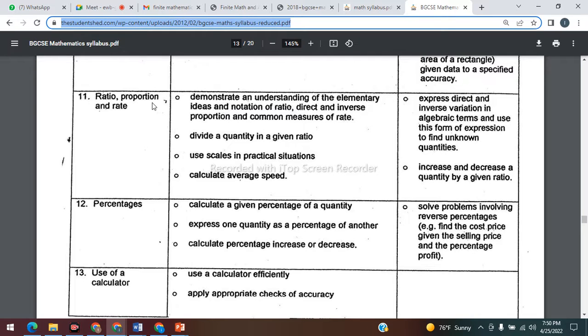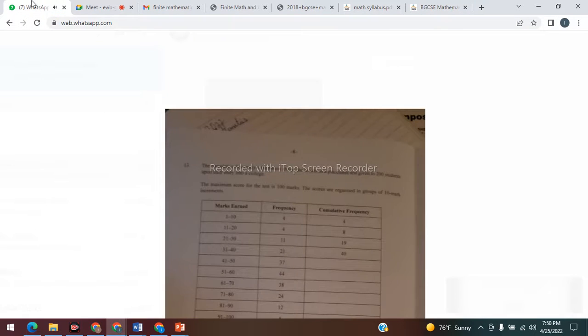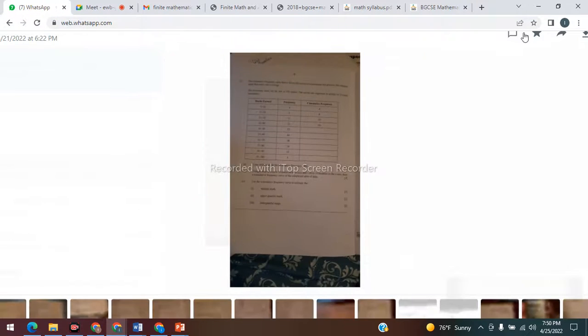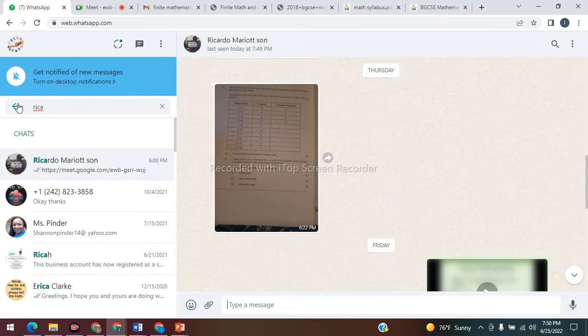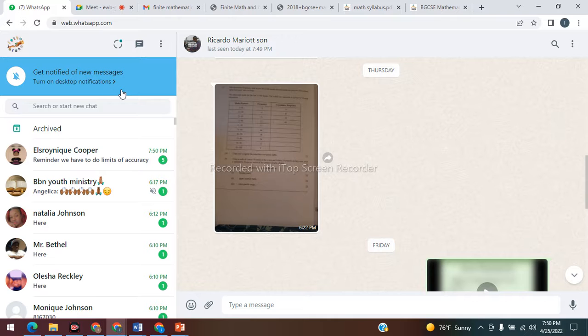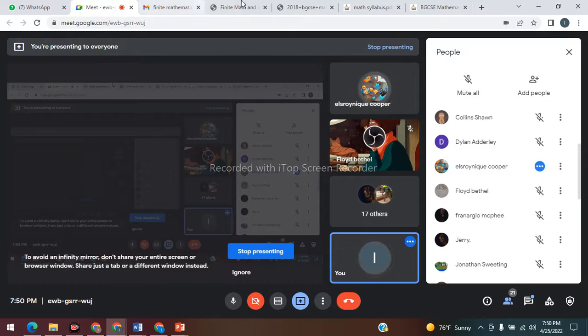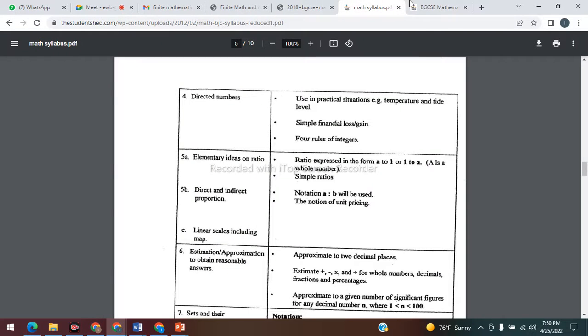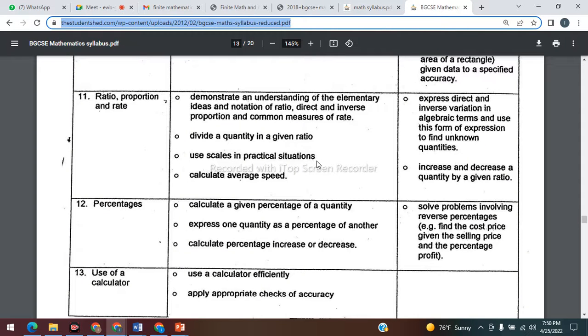Then we have ratio, rate, proportion. Calculate average speed. Use scales. Is that all? Let me see. Reminder we have to do. Okay, so we did average speed. We do that like every day. Use scales in practical situations.